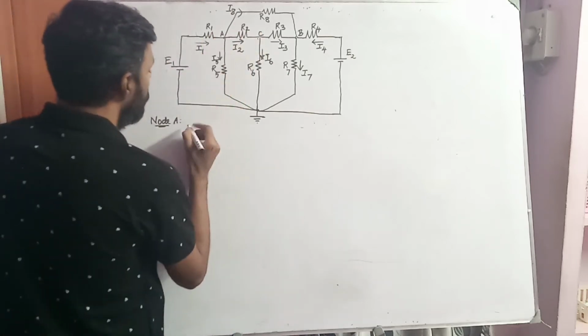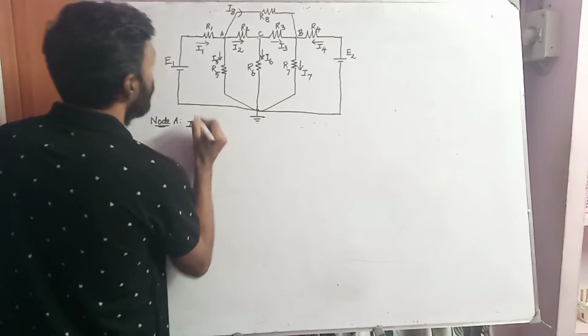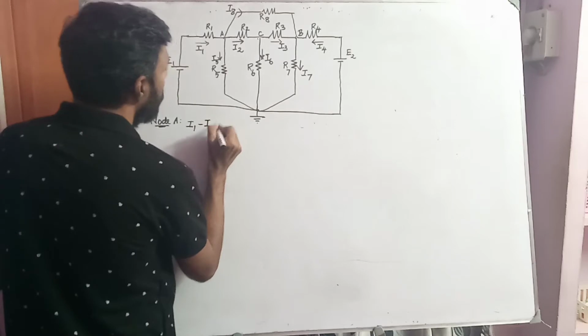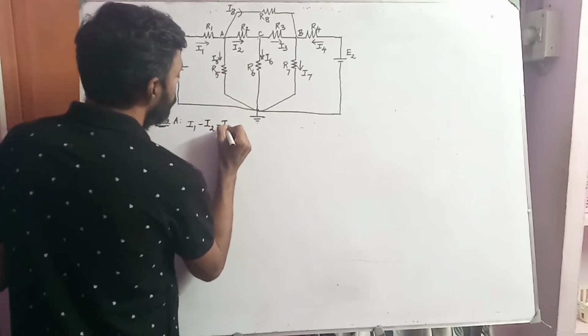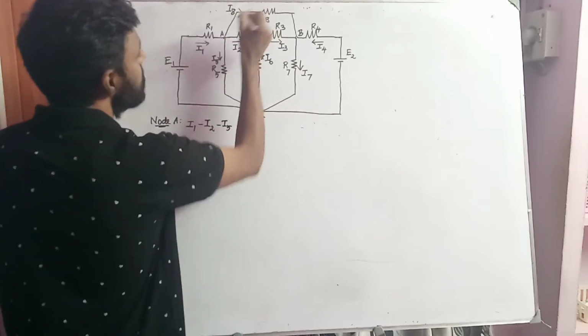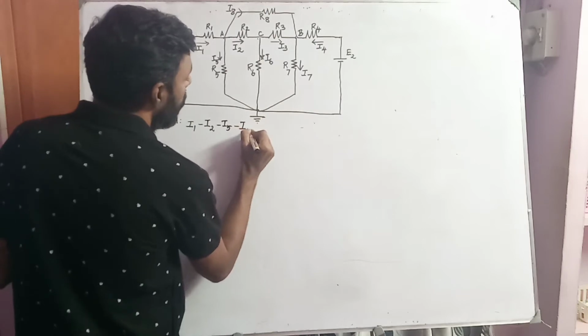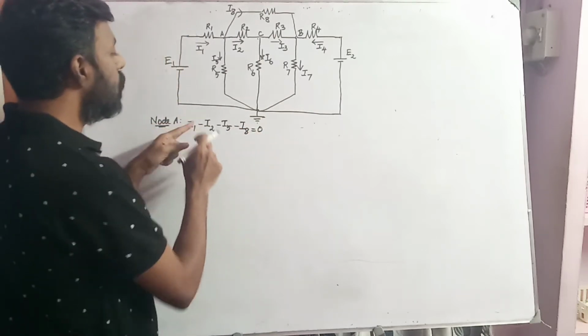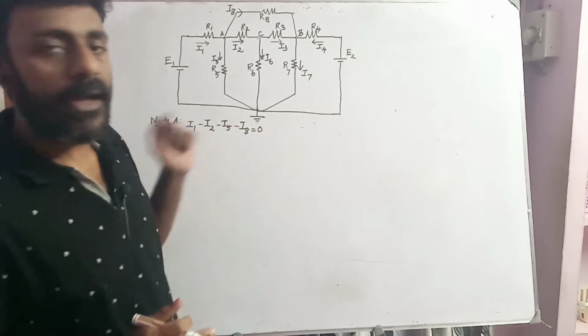That equation will be I1 minus I2 minus I5 minus I8 equal to 0. So I need to find the values of I1, I2, I5 and I8.